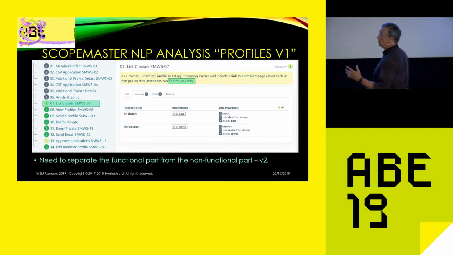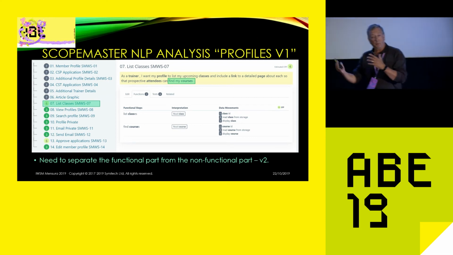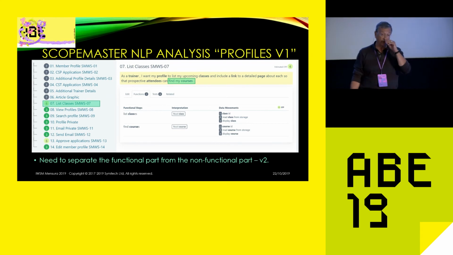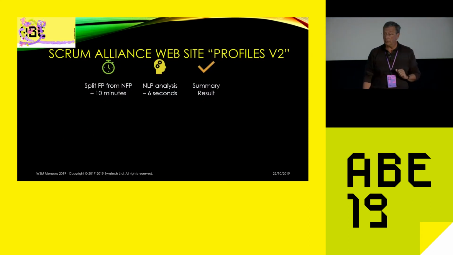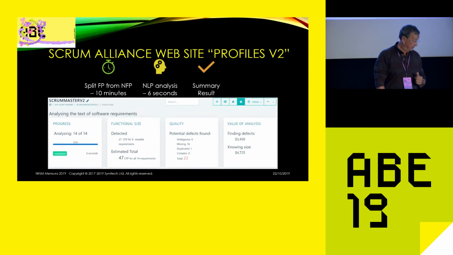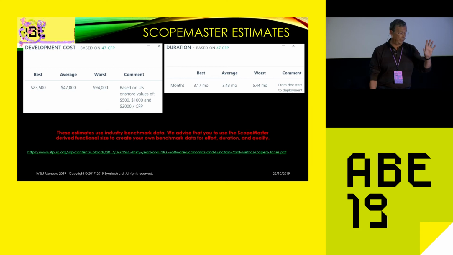So the problem is I haven't separated the functional part from the non-functional part, as I showed at the beginning in the syntactic analysis. So I need to separate those out. So that's what I did. Version 2. It took me about 10 minutes, slightly better than a day, to split those non-functional and functional parts out of the user stories. We did the analysis. We got a whole set of results. That's lovely. It then did some estimates. Same health warning: these are industry standard, and don't quote me on this.